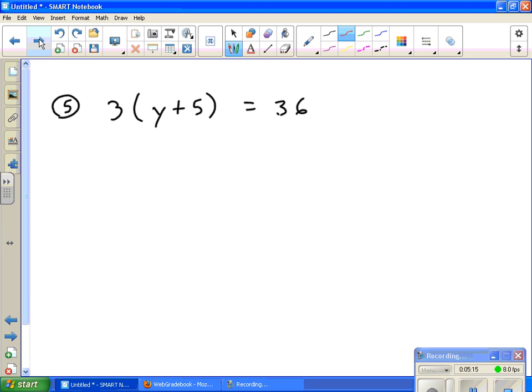Number 5, 3 times the quantity y plus 5 equals 36. 3 is outside the parentheses. You need to distribute it. 3 times y is 3y. 3 times 5 is plus 15 equals 36.